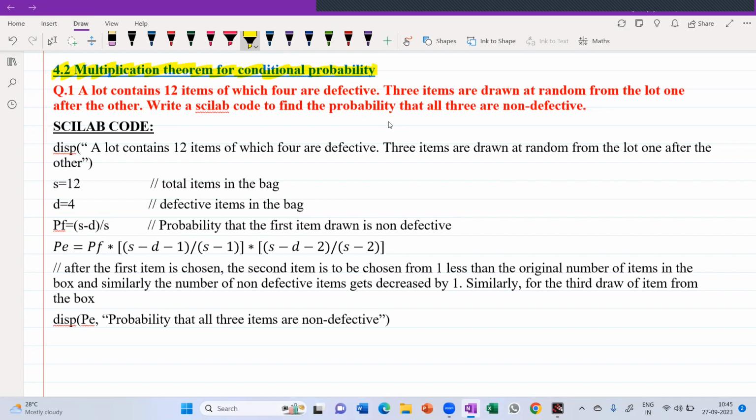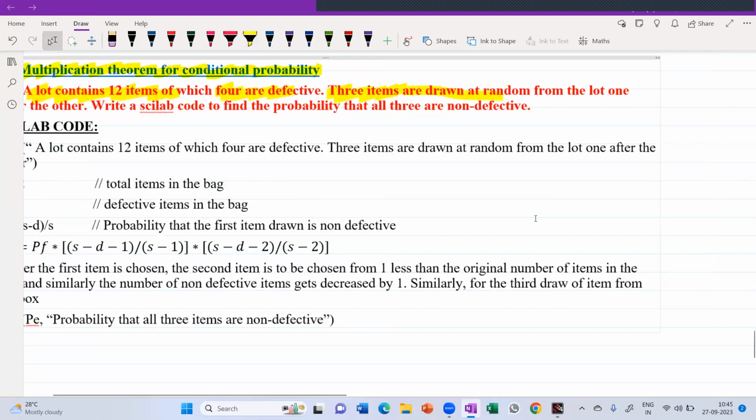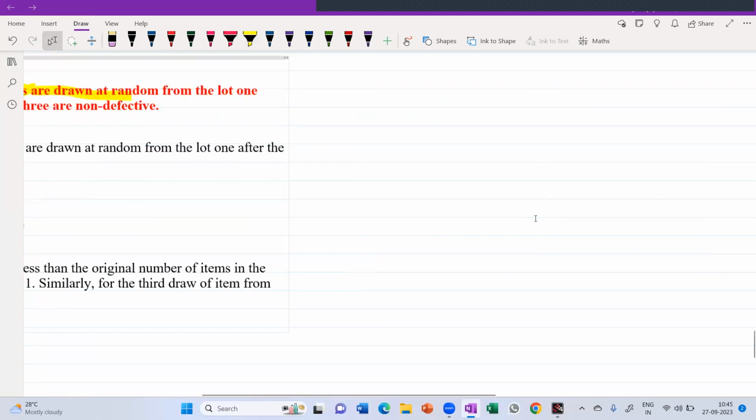There is a question on a lot which contains 12 items, out of which 4 are defective. We have drawn 3 items at random, one after the other. Write a SCILAB code to find the probability that all 3 are non-defective. So what is the probability that we are drawing 3 items from a lot and all 3 should be non-defective? Let us see the theory part of it and then we'll come back to the SCILAB code.